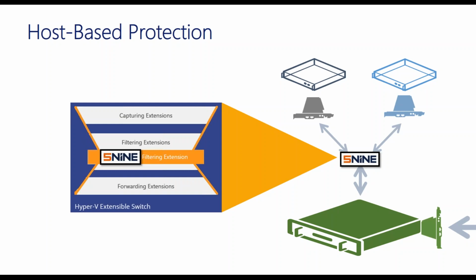So the first part of that is related to the agentless part, the host-based protection that 5.9 Cloud Security actually delivers. It integrates inside the Hyper-V virtual switch as a filtering extension, and it's one of the 3 layers available inside the Hyper-V virtual switch. And basically, if traffic is allowed, if communication is allowed, it allows it directly at the virtual switch level, and if it's not allowed, it drops it directly there.